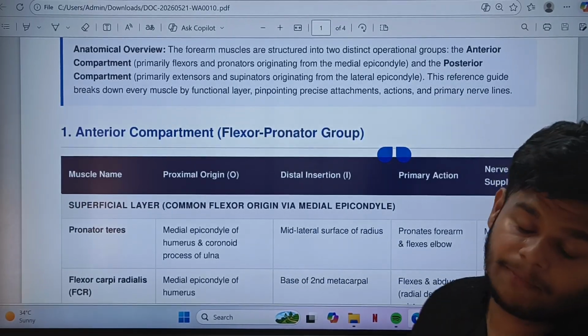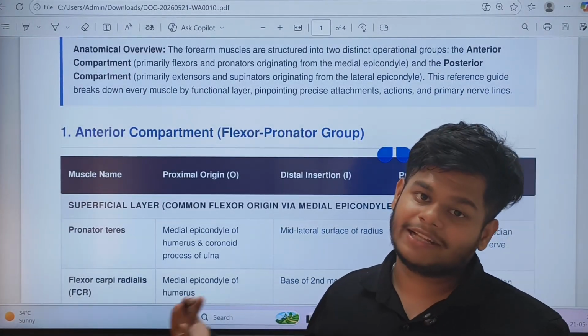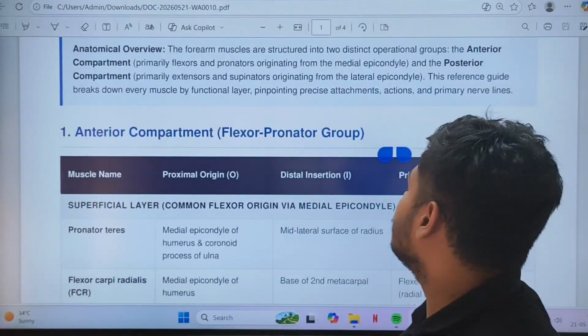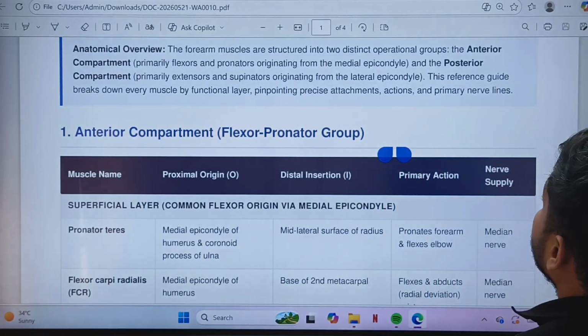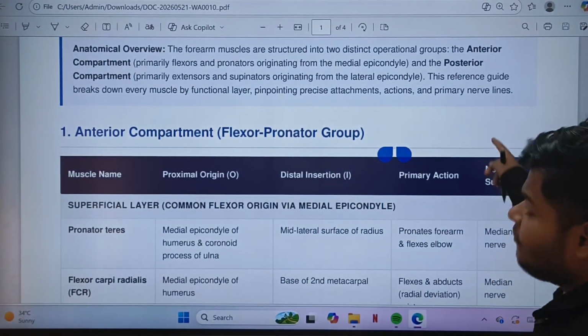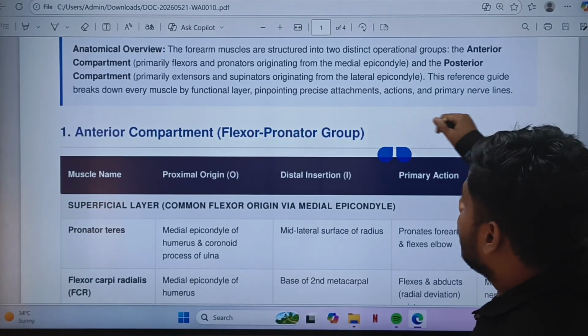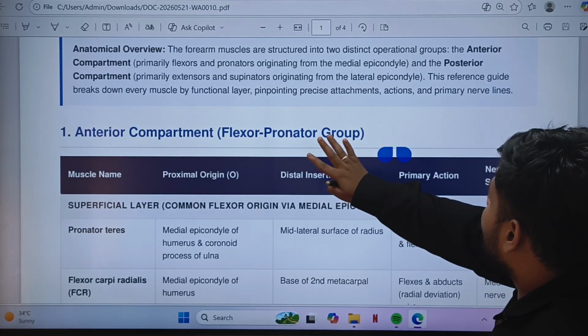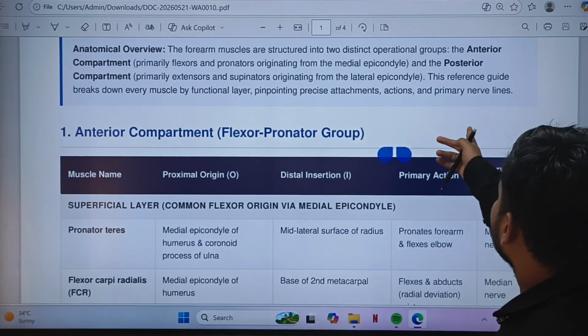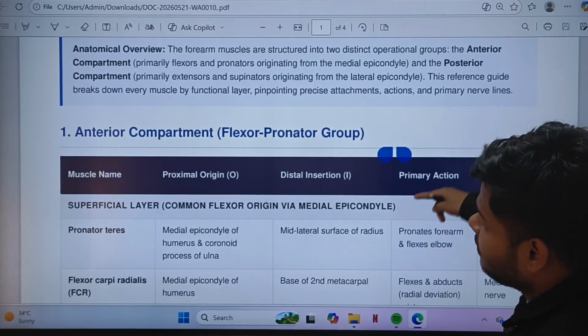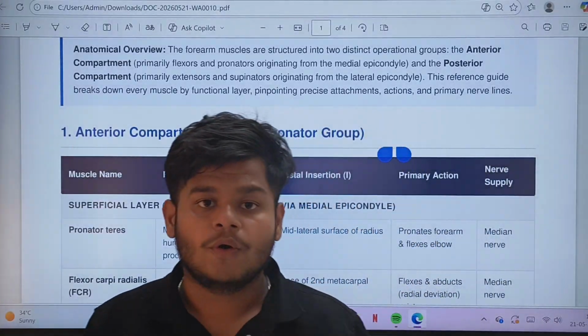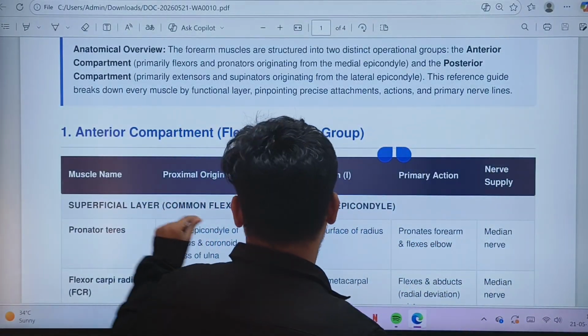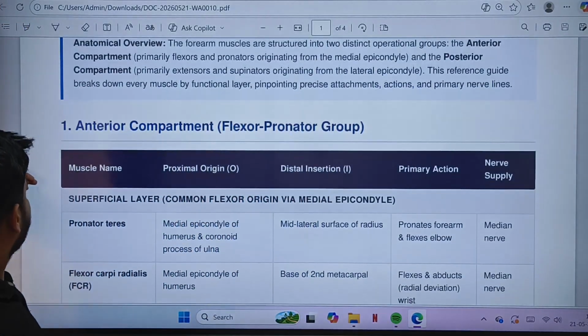So medial is flexor, and obviously lateral will be the extensor group of muscles or the supinators. This reference guide breaks down every muscle by functional layer, pinpointing precise attachments. Now this is the reference guide, a table which I have made for you. So now let us study one by one.